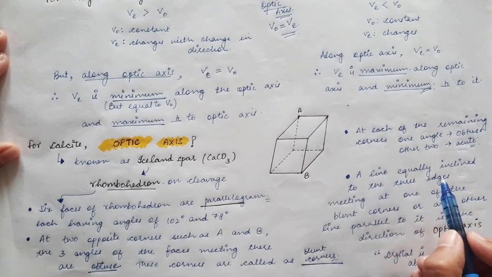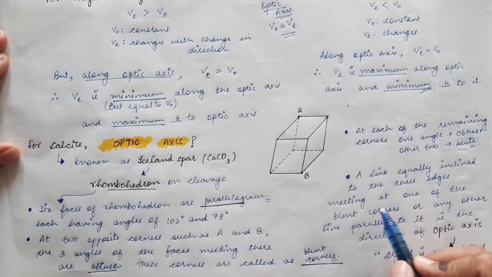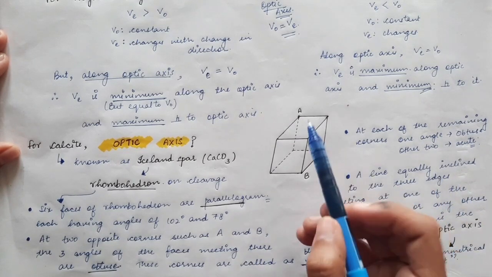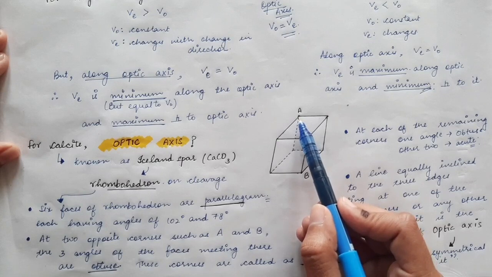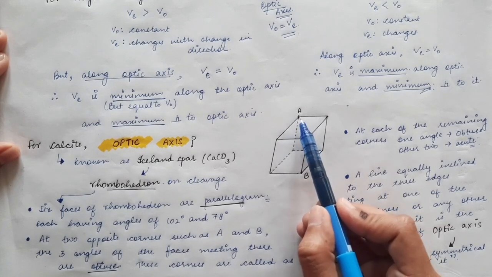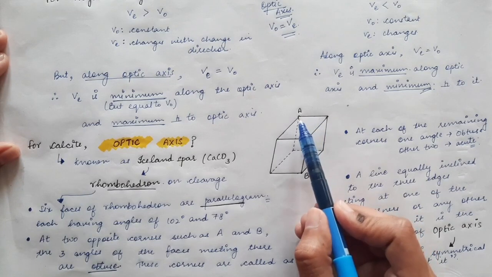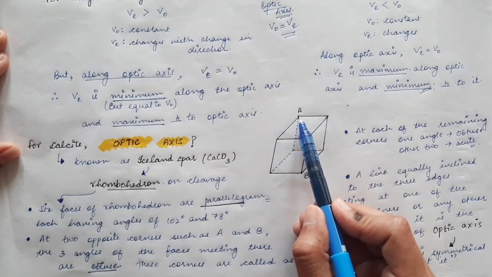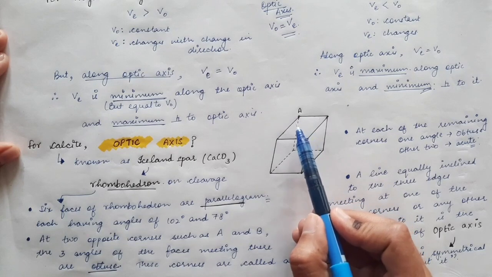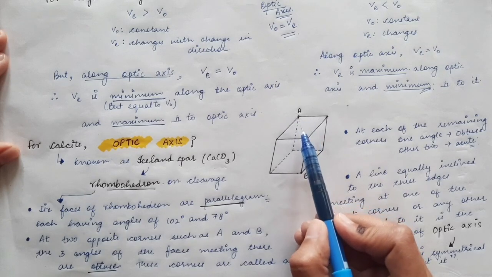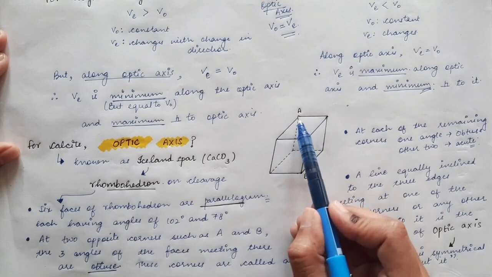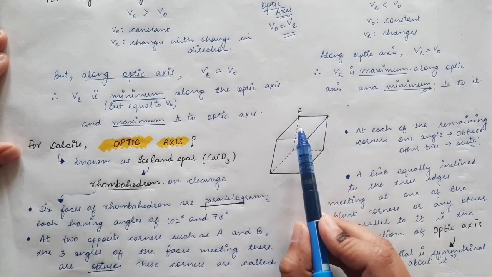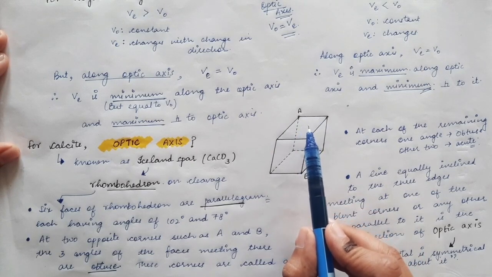Now consider a line which is equally inclined to the 3 edges meeting at one of the blunt corners. Let's say we are talking about this point A. At this corner there are 3 edges: one is this edge, then this dotted edge, and then this edge. Now if I draw a line from this blunt corner such that it is equally inclined with all these 3 edges, that line will give me the direction of the optic axis in the case of calcite crystal.